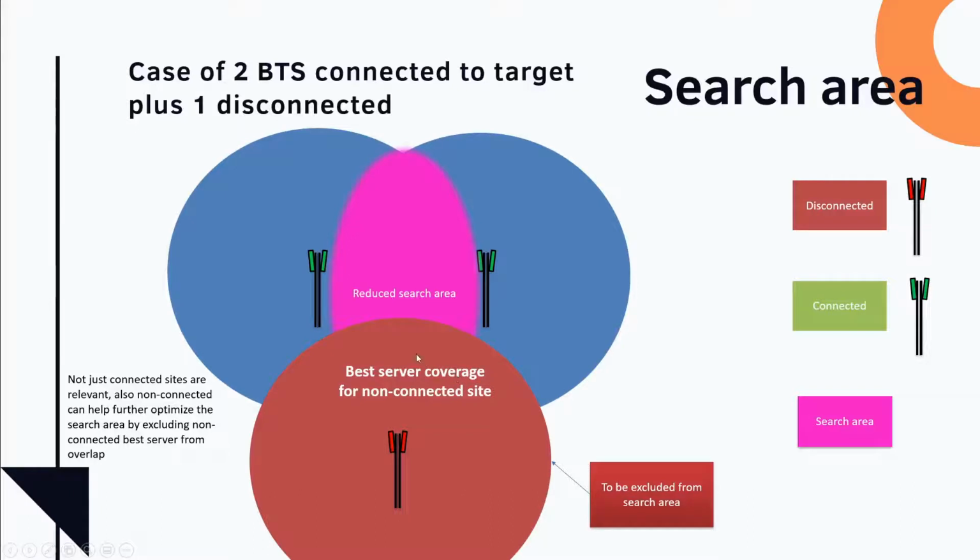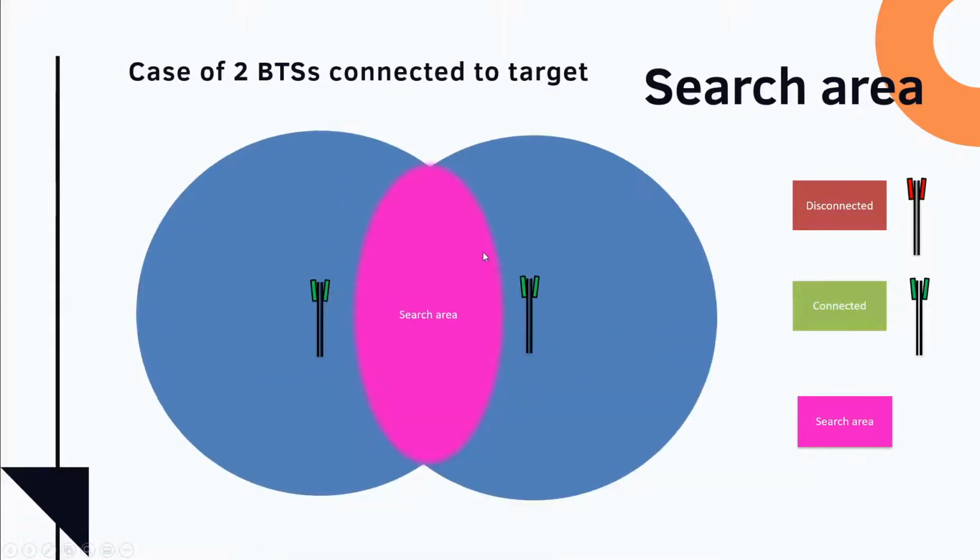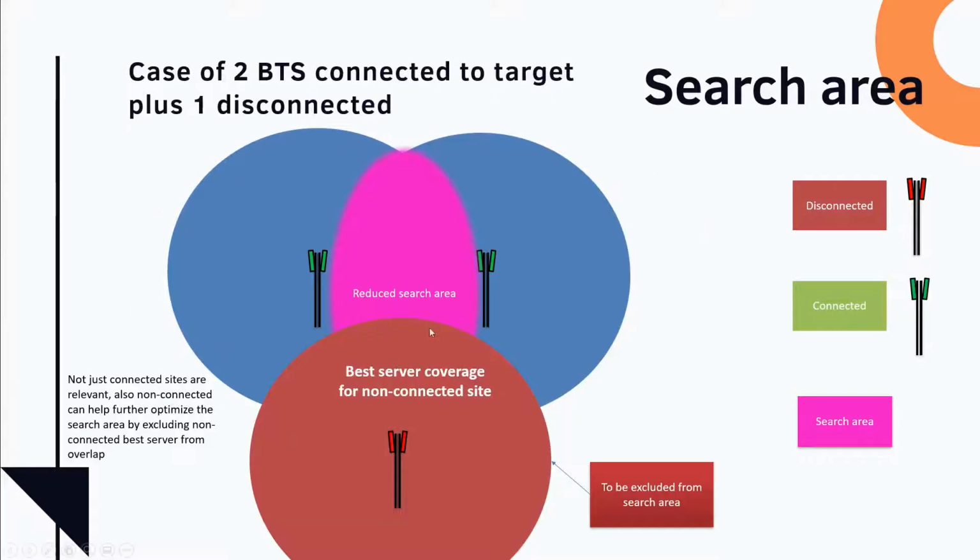So we could exclude from the search area, which is the pink, originally this one, this area here. This will further reduce the search area. So it's not just connected sites that are relevant. The non-connected sites can also help you further optimize the search area by excluding the non-connected best server from the overlap.